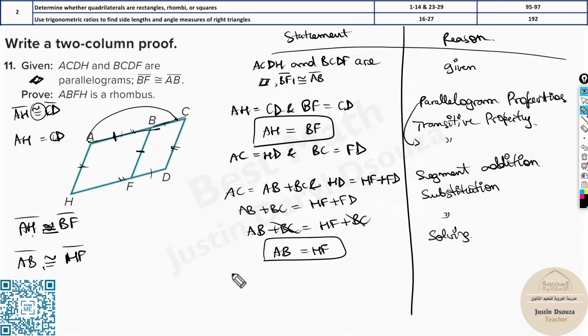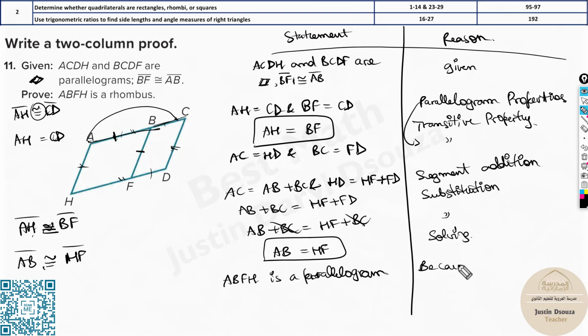ABFH is a parallelogram. ABFH is a parallelogram. Okay, you can just write. Sorry for my spellings. It's already written in the question. You can copy it from the question itself. And then over here, why?